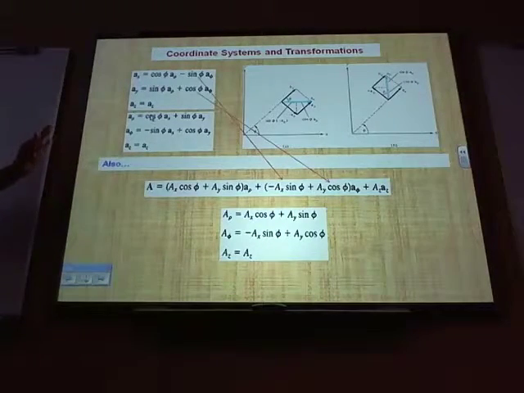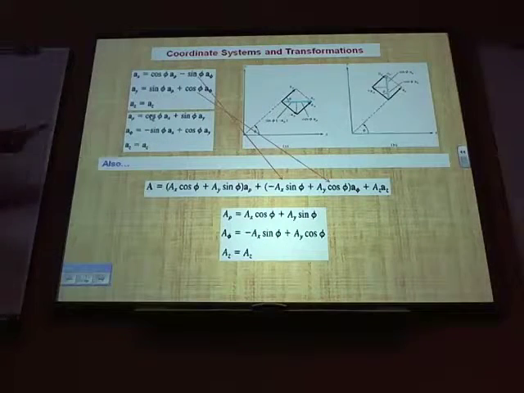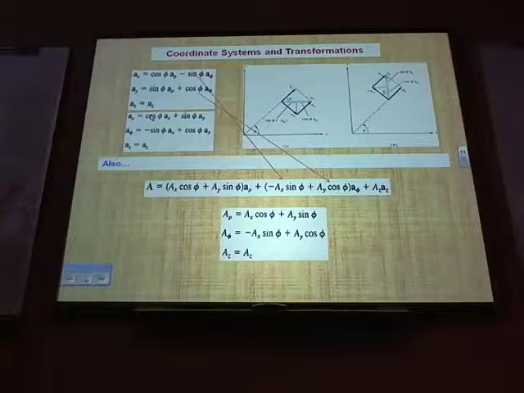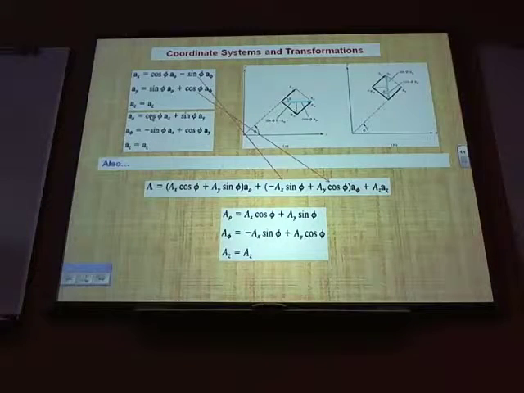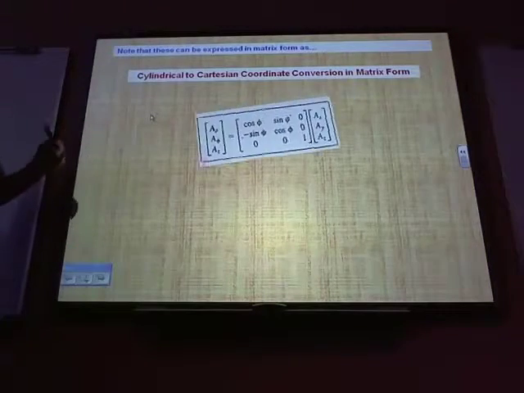So what you'd like to do is if you're working with a box or a rectangular waveguide, use rectangular coordinates. If you're working with a cylinder or a conductor that's cylindrical, then use cylindrical coordinates. If you're working with a sphere, then work with spherical coordinates. That's the idea. Okay. And these things, you can express in matrix form.